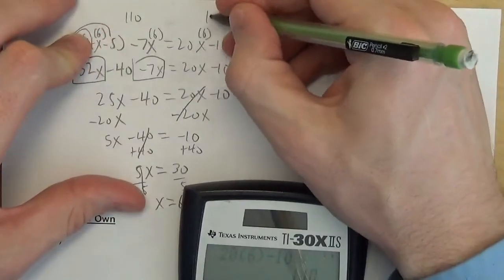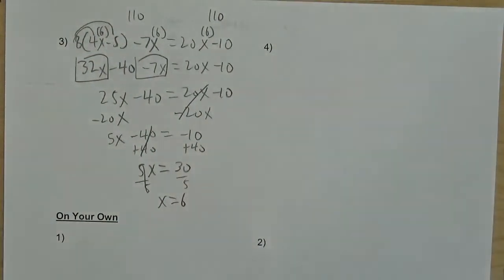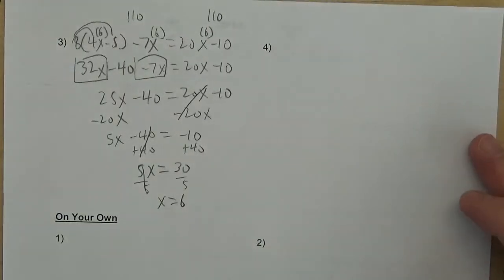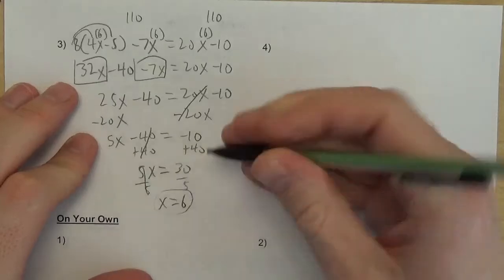We probably could have figured that side out without a calculator, but I mean, you can do any of this without a calculator. It's just for time's sake, I'm allowing you to use the calculator to check your solution there. So it looks like x equals 6 is correct.